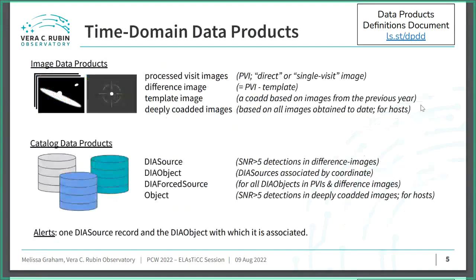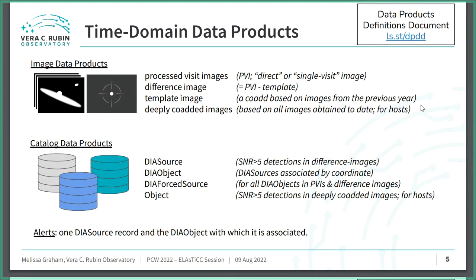So that's some context for alerts. So I wanted to just pick out now, even in a little more finer detail, data products that are useful for time domain astronomy. And really give you some of the nomenclature as well. So we have processed visit images, also called PVIs, also called direct images or single visit image.